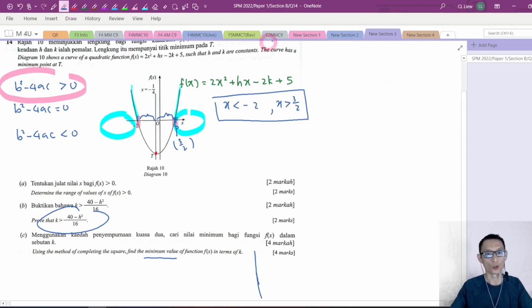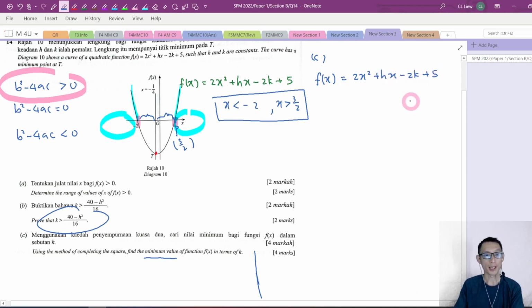Okay, so let me continue doing here. We know that f of x is equal to 2x squared plus hx minus 2k plus 5. We want to find the minimum value. So some questions they will guide you. For example, they will ask you to find the value of h first, then ask you to get the minimum value. This question does not ask you to find the value of h, but actually later on you need to find the value of h. Okay, let's say I don't know that I need to find the value of h.